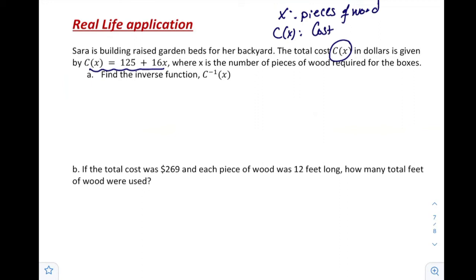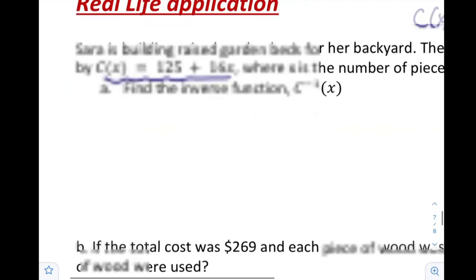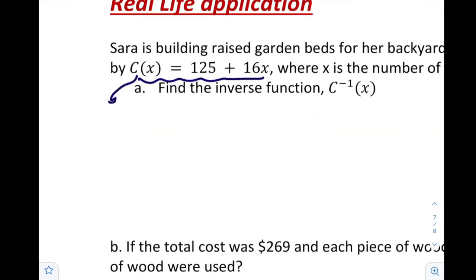A, find the inverse of the function. Originally we have C of x, so I will replace it by y. So I have 125 plus 16x, and I will do the same thing. هسوي نفس الشيء، أبدل الx بالy. So it will be x is equal to.